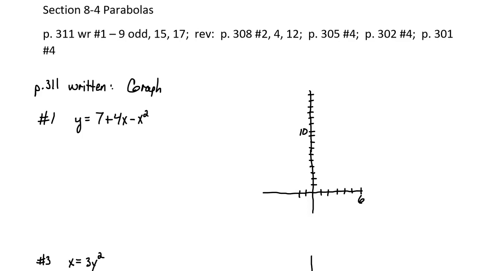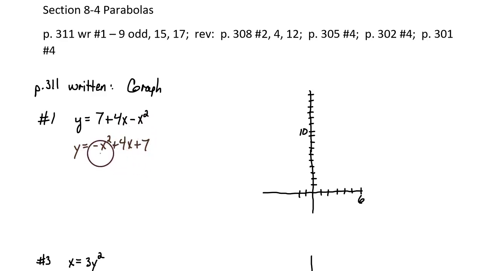Here are the answers to the Section 4 homework assignment about parabolas. On page 311, we have to graph. So number one, we have y equals, and then this expression here has x squared. Let's rearrange this so that things are in the correct order. Y equals negative x squared plus 4x plus 7.